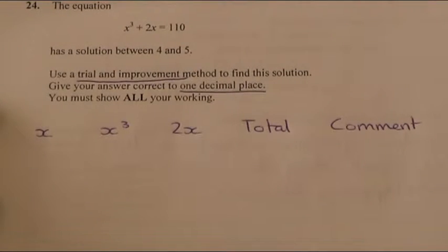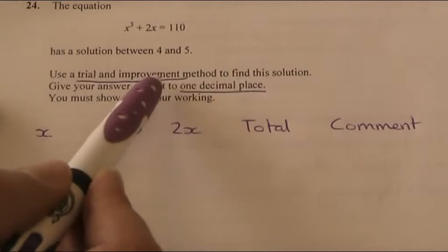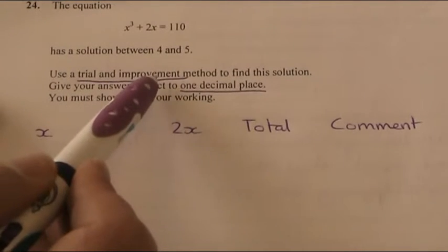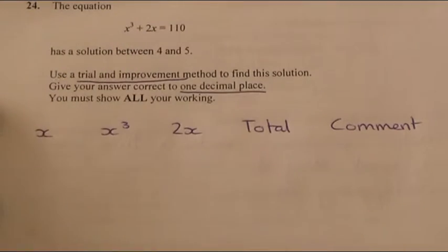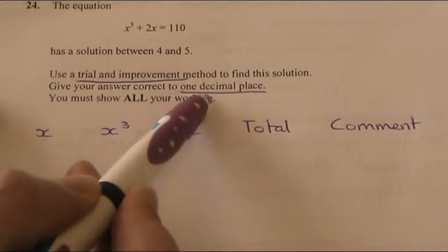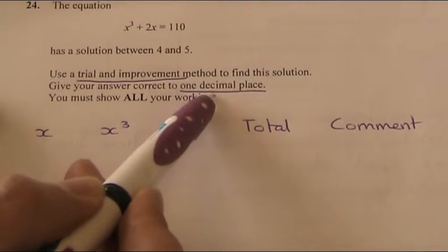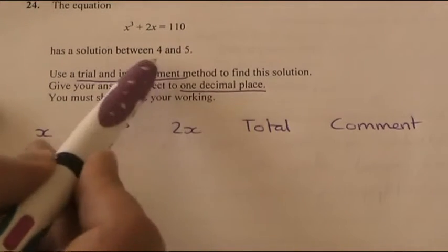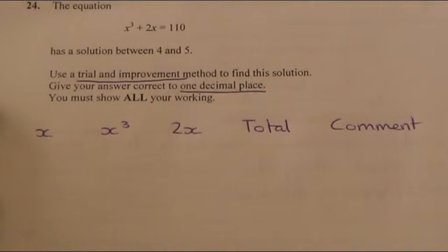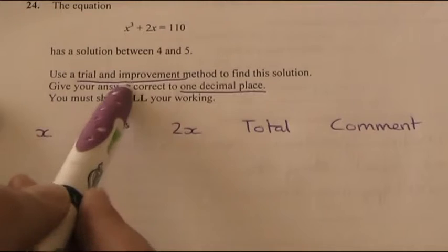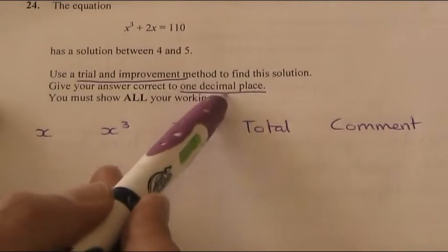And all you've got to do is use trial and improvement: make educated guesses on which number between 4 and 5 actually is the closest to 110. They're going to limit you every single time to one decimal place. Of course, there'll be an answer that's closer, like 4.128, for example, but we only want it to one decimal place. With trial and improvement, it's always this.